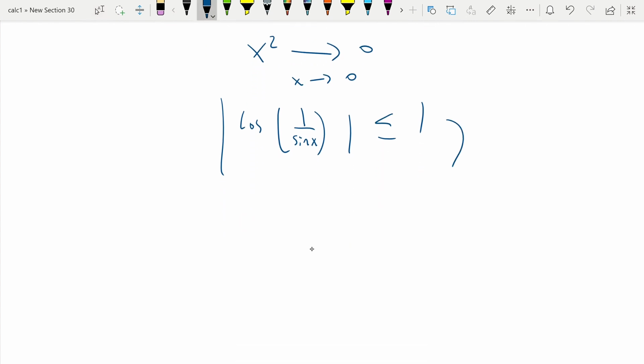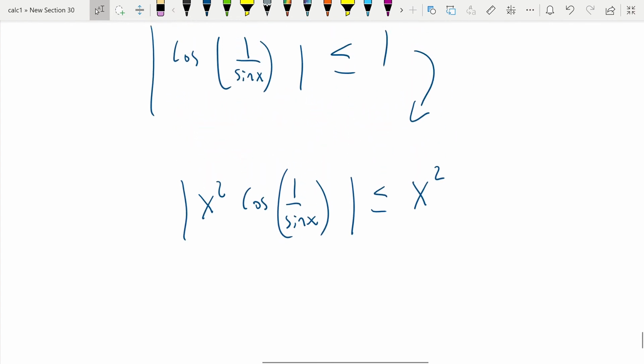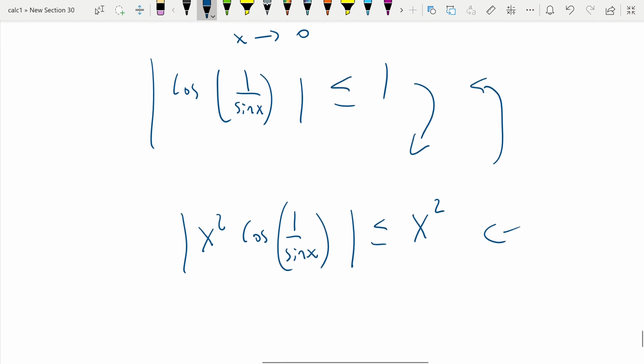So we use this inequality to multiply everything on both sides and get that x squared is less than or equal to x squared. X squared is always positive, so I'm not writing the absolute value of x squared. Once we obtain the second inequality here by multiplying by x squared, on the right-hand side we get x squared, and on the left-hand side we get x squared times cosine of 1 over sine x.